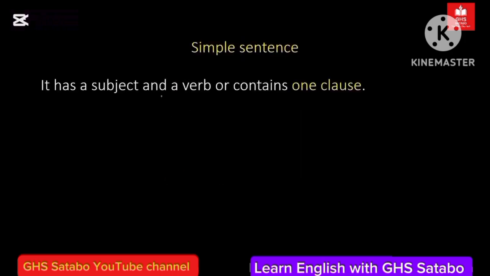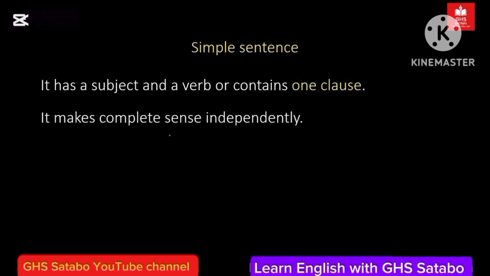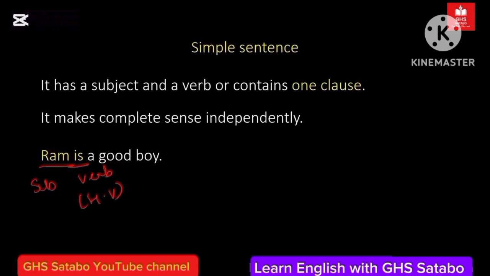Simple sentence. Simple sentence is always a combination of a subject and a verb, or you can say it contains only one clause. Simple sentences make complete sense and they stand independently because it's only having one clause in it. An example: Ram is a good boy. Ram is your subject, is is your helping verb, or you can say verb in this case because we don't have a main verb over here. A good boy is an object in the sentence. So when you have a subject, you have a verb, that means you have a clause. In this sentence we have only one clause and hence we name it a simple sentence.